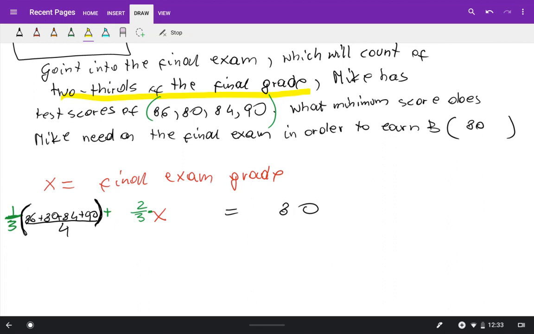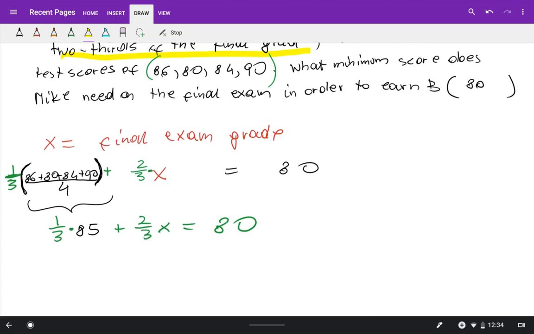Or maybe let's first calculate that average. Let's simplify this part. We have 86 plus 80 plus 84 plus 90, which is 340, and when we divide by 4, this is 85. So the average from the tests he took is 85. That average represents 1/3 of his grade, plus 2/3 x equals 80.